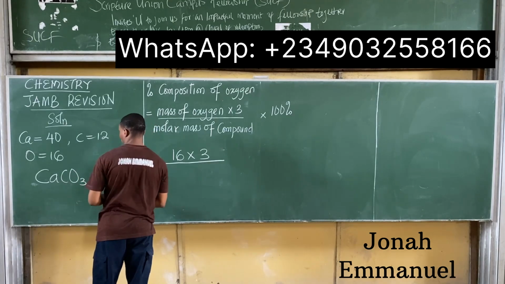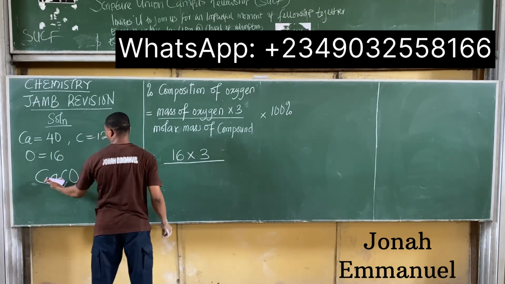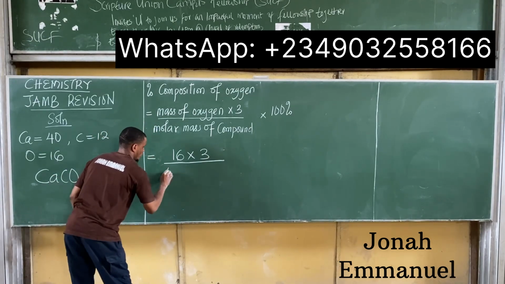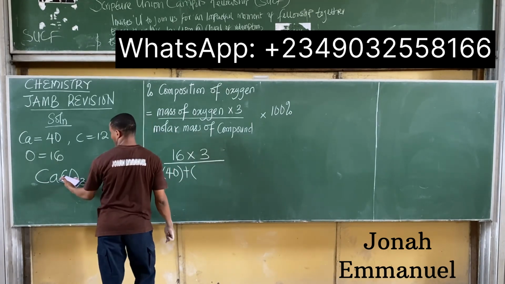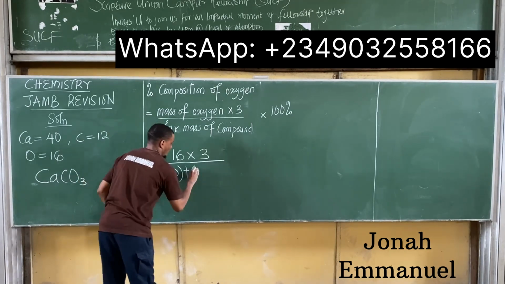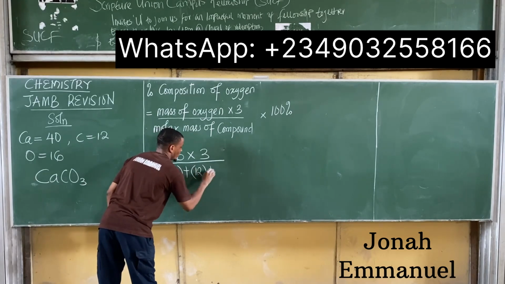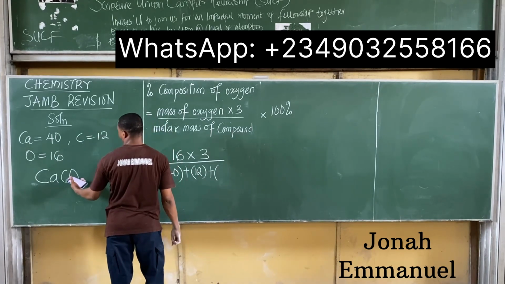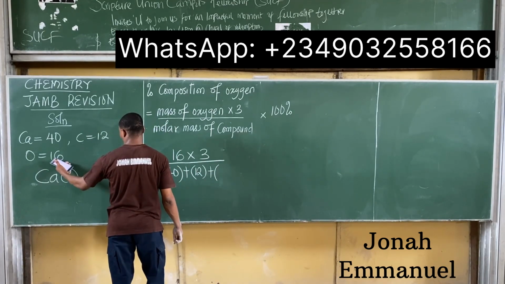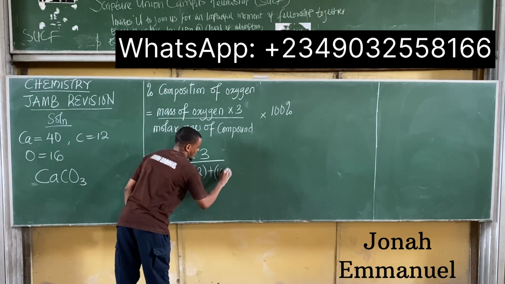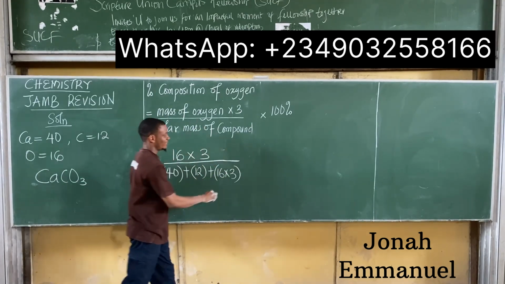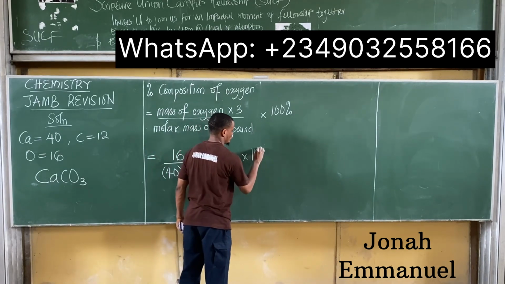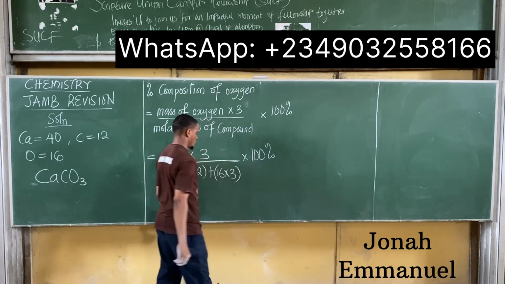All over. For the compound, the first I have is calcium. For calcium, the atomic mass is 40. So I have 40 plus carbon. For carbon, atomic mass is 12, plus oxygen. Oxygen atomic mass is 16, of course, times 3. So this is how you find this one here, times 100%. So I have this.